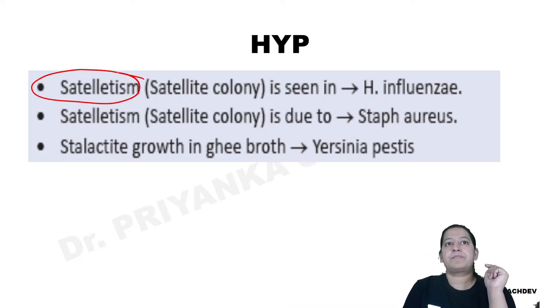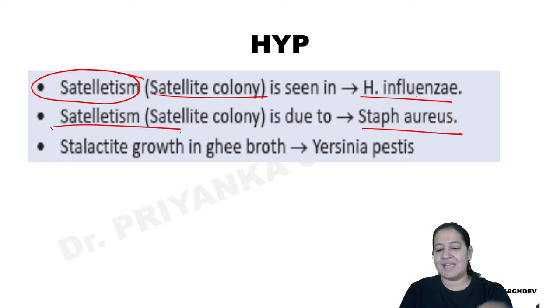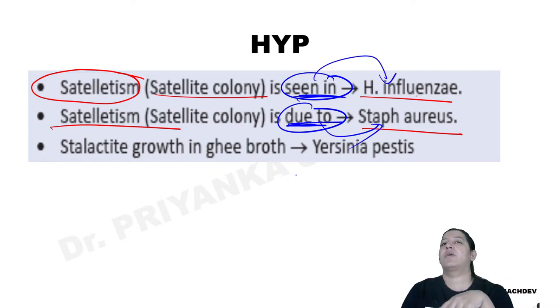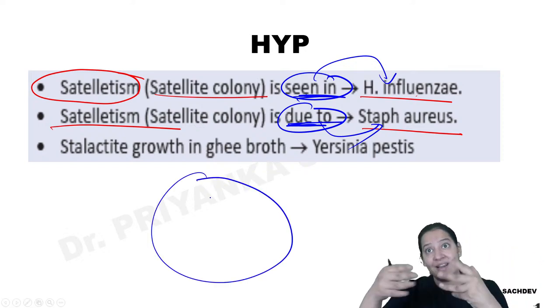One more important high yielding point. Satellitism. Satellitism kis mein hota hai? It is seen in H. influenzae. Satellitism matlab satellite-like colonies. But H. influenzae mein satellitism karwata kaun hai? It is Staph aureus. So two different questions are there. Both the questions are satellitism. Diagram maine dala nahi. You know na, satellitism kya hota hai? Satellitism ka phenomenon aap padho, diagram dekho. To question agar exam mein aata hai, it is seen in or it is due to. Seen in question mein hai, to go with H. influenzae. Or it is due to hai, to go with Staph aureus. So we are growing both things on the culture media. So Staph aureus is causing the satellitism in H. influenzae.